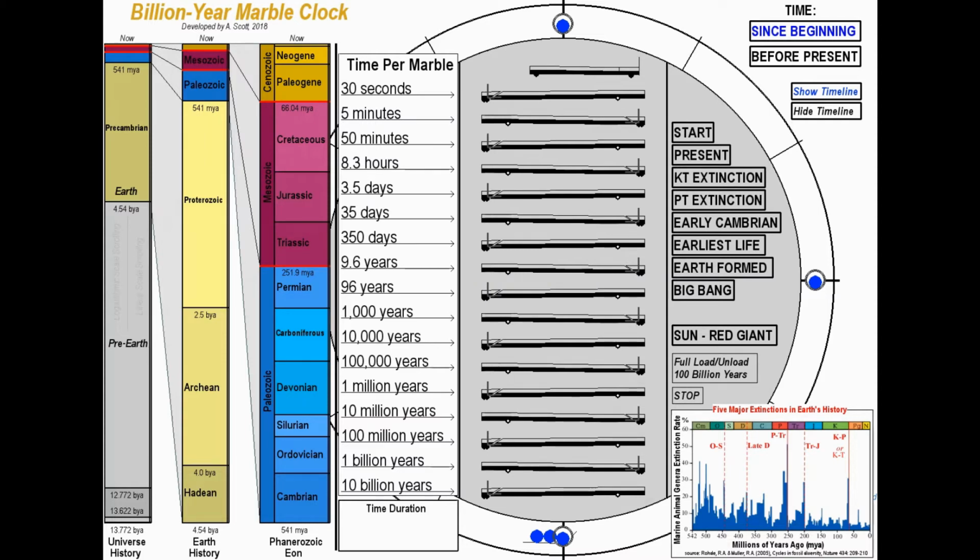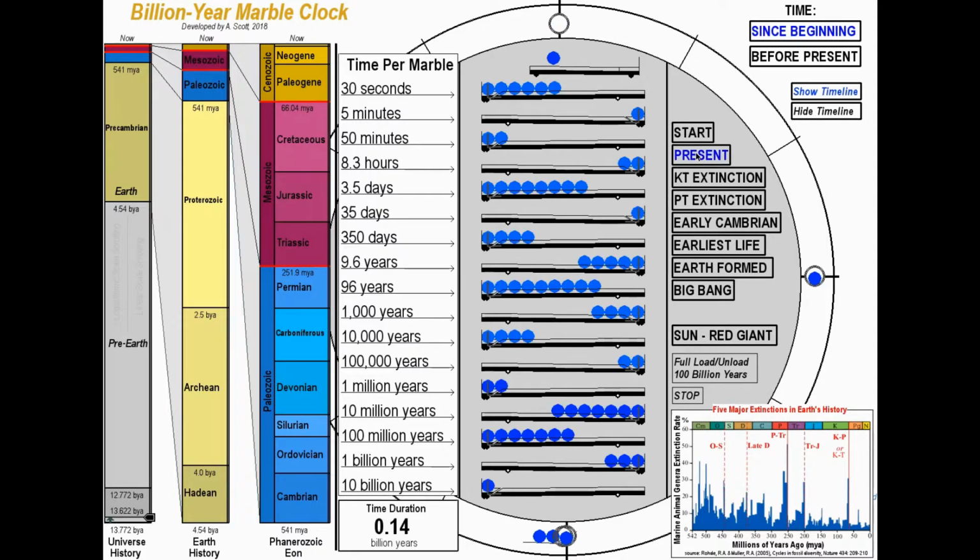There is an unusual psychological allure to Rube Goldberg-like machines. Combine this with an ability to display time based upon the configuration of glass marbles in a device, and the billion-year marble clock is born.